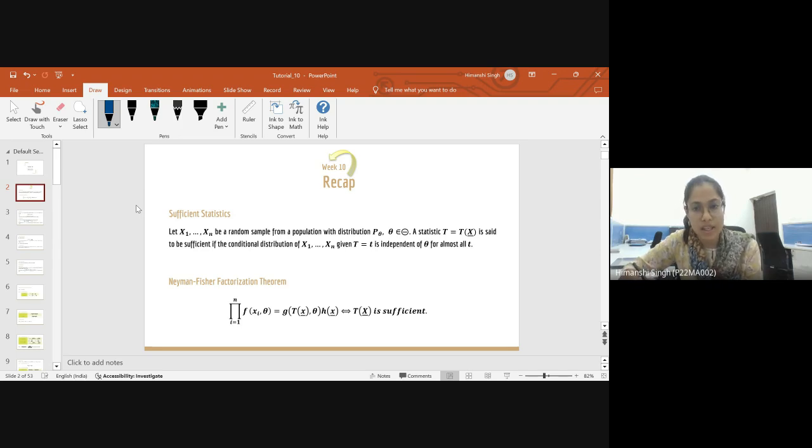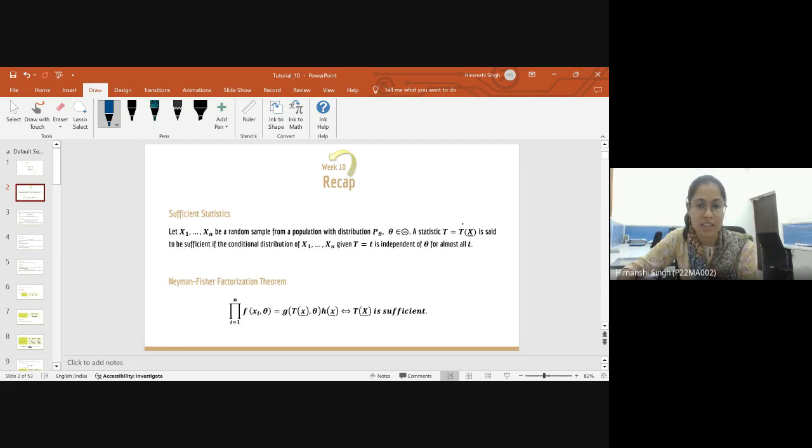Now what is a sufficient statistic? If I have a random sample x1, x2, xn taken from a population following the distribution P theta, then a statistic T is said to be sufficient if the conditional distribution of x1, x2, xn given T equals t is independent of theta for almost all t. So if the conditional distribution is independent of the parameter, then we say that T is a sufficient statistic.